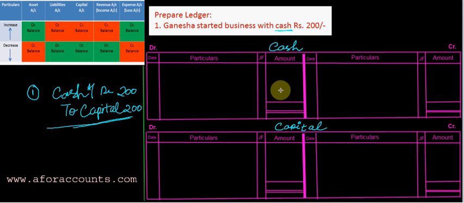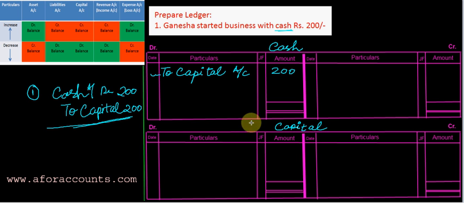Now look very carefully. The entry is cash account debit to capital account. In cash account, debit to capital account, 200. Write whatever the date is. Cash account is being debited, so I am writing it on the debit side, 200.